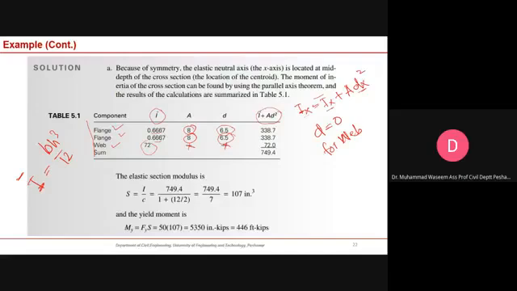Once you calculate this value, the I value using the parallel axis theorem, please remember that there is always a confusion. Whenever you are asked to compute this thing, you have to calculate it with the parallel axis theorem.